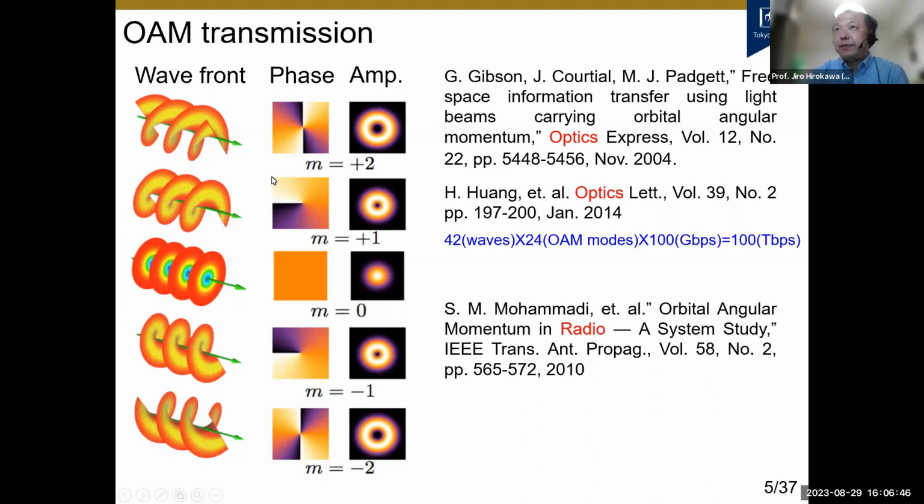We have various types of phase variation in phi directions, and the right figure shows the amplitude distributions. So these various phase fronts make conical beams, and each mode has a different beam direction. For m equals 0, we have boresight. However, for the other modes, we have null radiation at boresight.